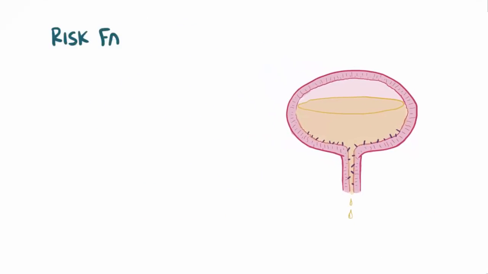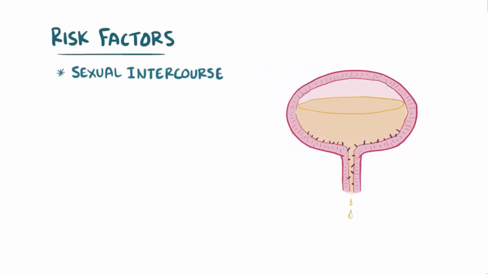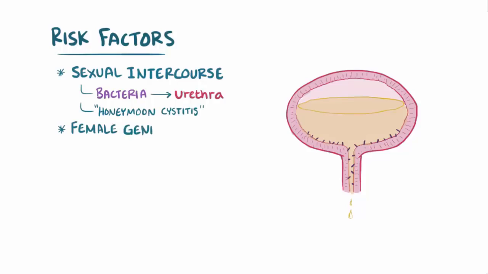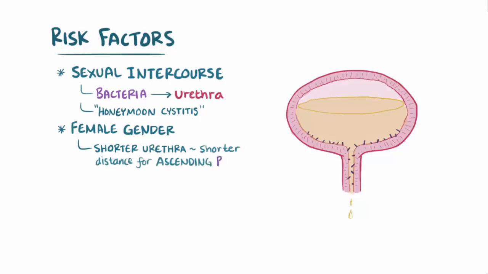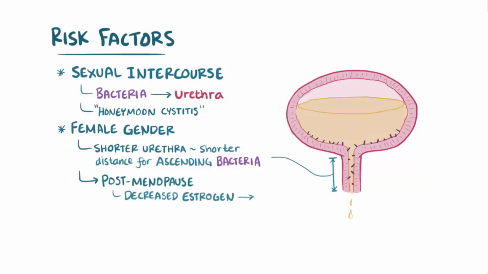That said, as far as risk factors go, sexual intercourse is a major risk factor, because bacteria can be introduced into the urethra, and this is sometimes even referred to as honeymoon cystitis. In general, women are at higher risk for cystitis than men, due to having a shorter urethra. And this is because bacteria which are ascending up the urethra don't have to travel as far. Also, in postmenopausal women, there's a decrease in estrogen levels, which causes the normal protective vaginal flora to be lost, increasing the risk of UTI.